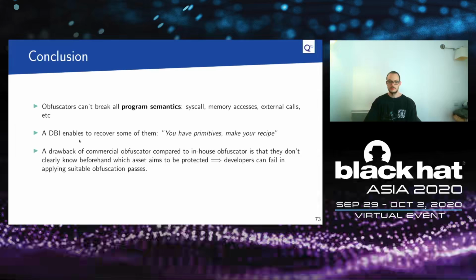A DBI enables you to recover some of the original semantics of the program, but it only provides primitives, and you need to use these primitives to set up what you want to analyze. For instance, if your code is dealing with memory access, you may want to set up a memory access callback. Or if you know that it's just about getting an external call trace, you may just want to use the exec broker. So it depends on what you want to reverse.